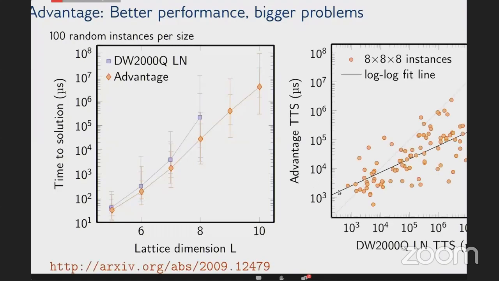Looking at 100 random instances for 8 by 8 by 8, we can compare apples to apples. We've run the same instances on the two processors, and we see something that's very encouraging, which is that the advantage that we get from the new processor is the biggest for the hardest problems. So this is really encouraging for the kind of scaling advantage that we would want to see.